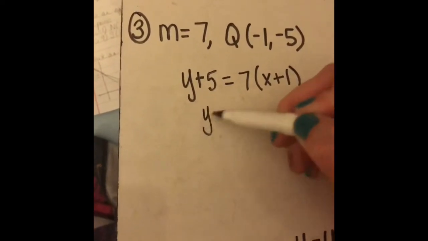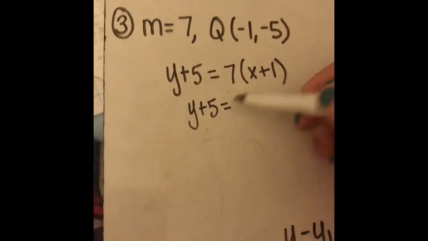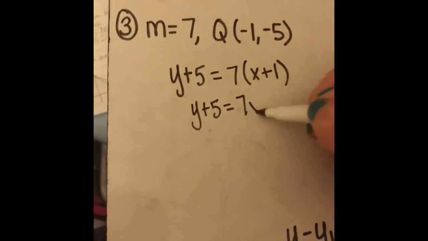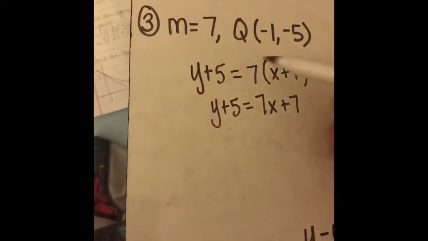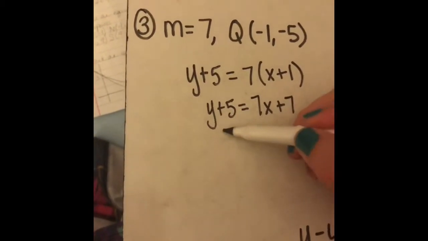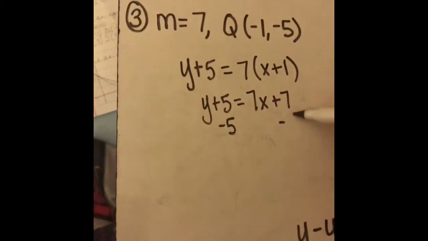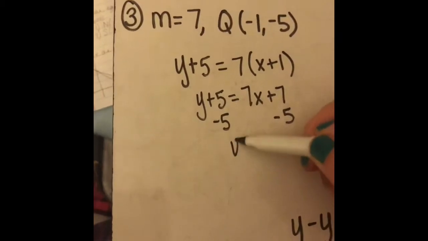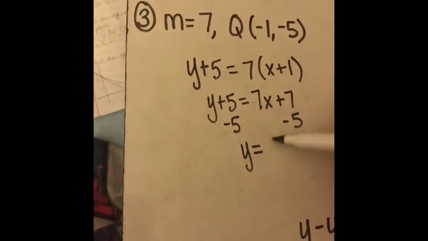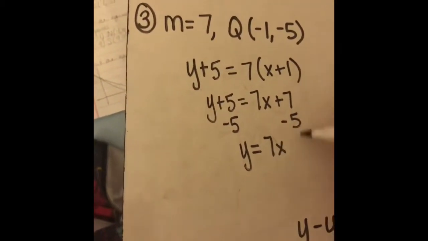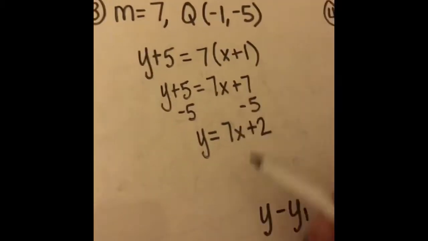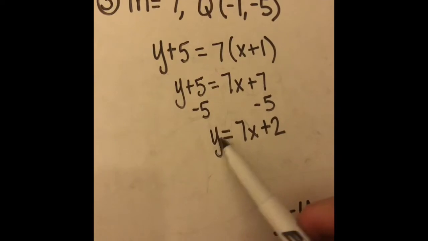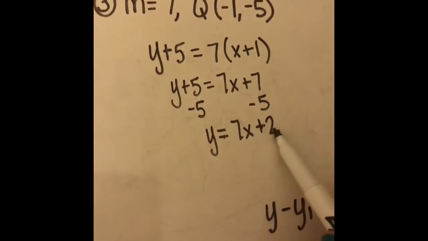So you have y plus 5. Go ahead and distribute your 7. So 7x plus 7. And then now we can subtract the 5 from both sides, and we're left with y equals 7x plus 2. So it's brought to the y equals mx plus b form.